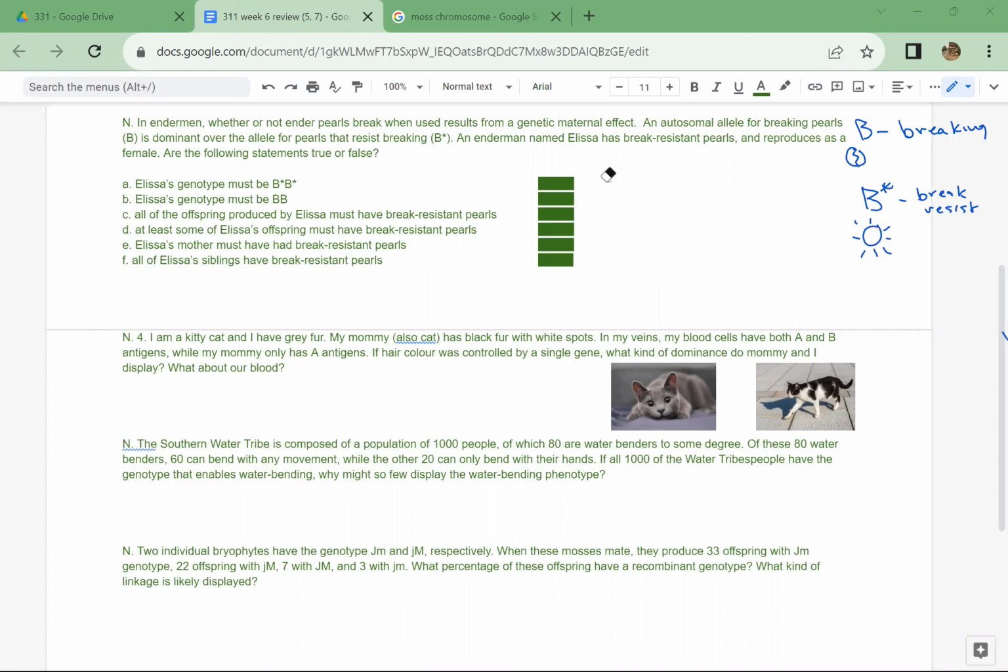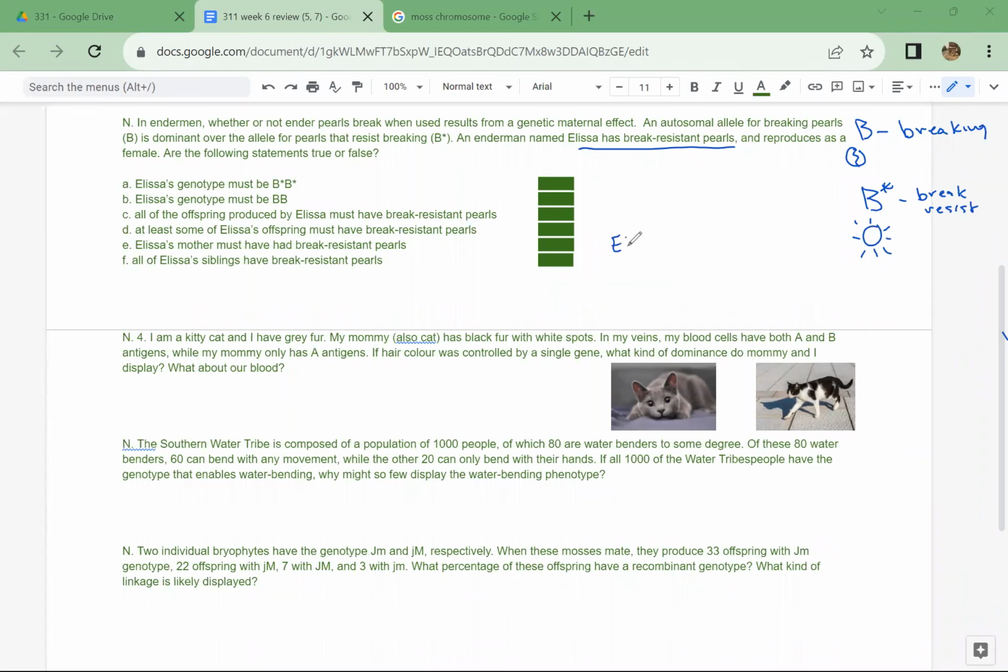So the only information that we're given is that Elisa has break-resistant pearls. What is a break-resistant pearl? Is it a genotype or a phenotype? Very good. It is a phenotype. It is the evident characteristic that is coded for by these alleles, these genotypes. So Elisa's break-resistant pearls are her phenotype.